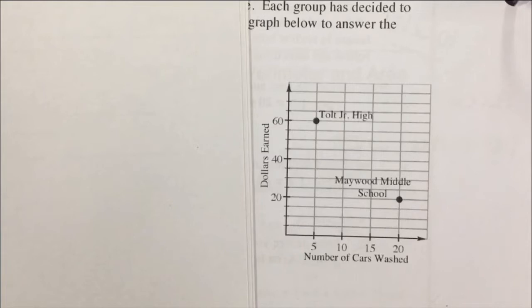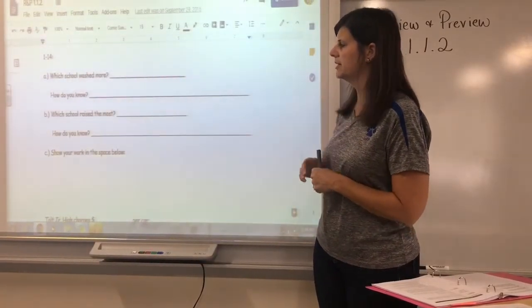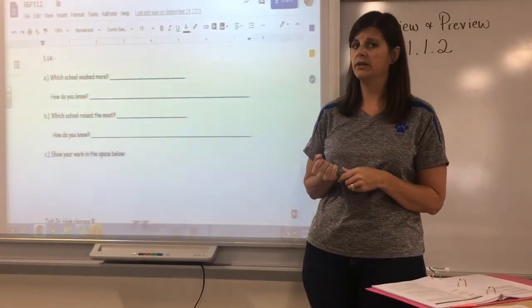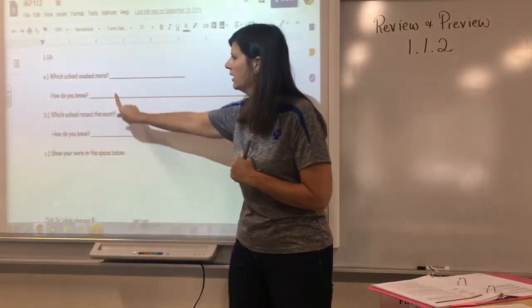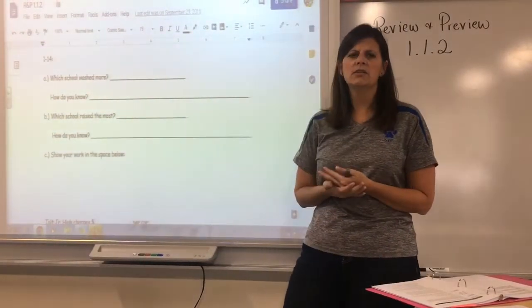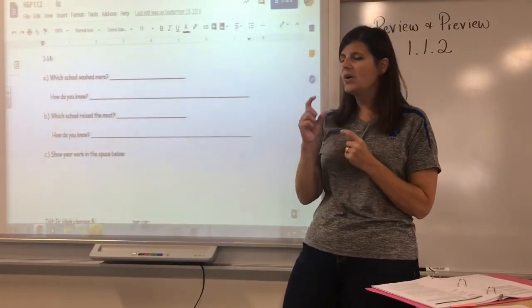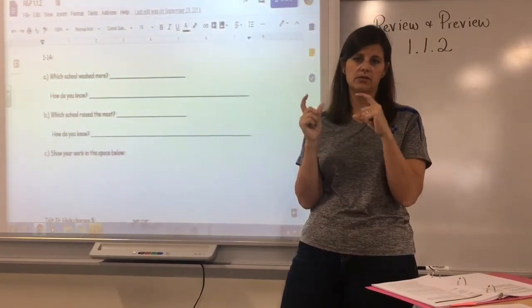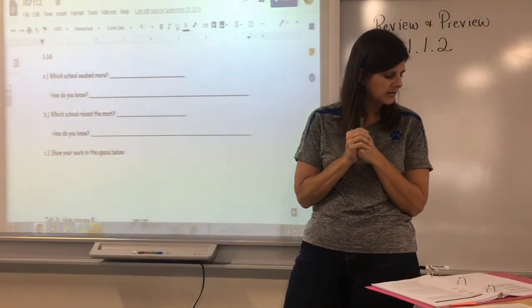Now, for part A and part B, which school washed more, which school raised the most, I don't anticipate those will be difficult questions for you to answer correctly. So please remember, I'm most interested in the how do you know part. So I'm looking for an explanation of how did you know this one raised more? How did you know this one washed more? How is that point for that school positioned in relation to the other point for the other school? So tell me about how they compare in that sense.